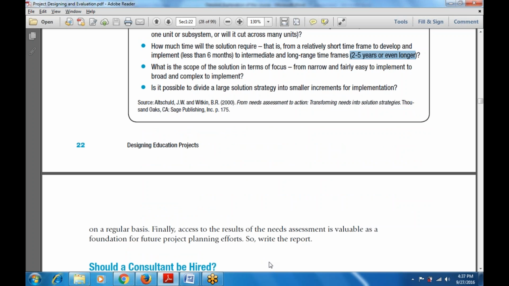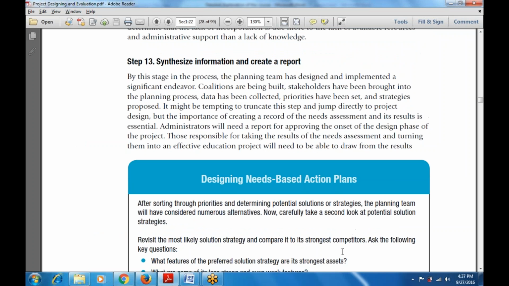These questions must be evaluated on a timely, regular basis. Finally, access to the results of the needs assessment is valuable as a foundation for future project planning efforts. So the needs assessment is used as an asset for future project planning, and then we have to write the project report.